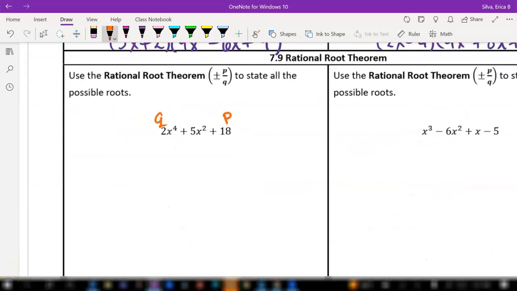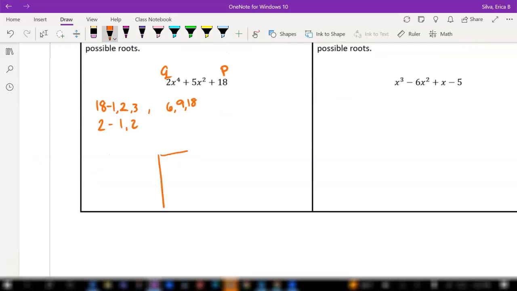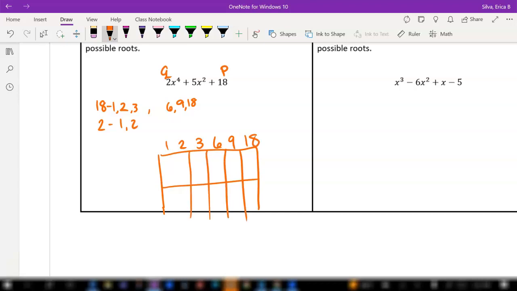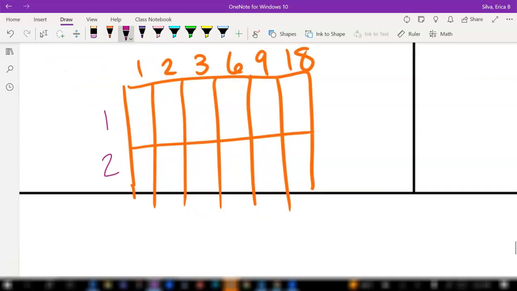This is my p, this is my q. So the factors of 18 are 1 times 18, 2 times 9, 3 times 6, and then it starts repeating. So those are all my factors. The factors of 2 are 1 and 2. So we need a list of p's: 1, 2, 3, 6, 9, 18. And then we have our factors of 2.